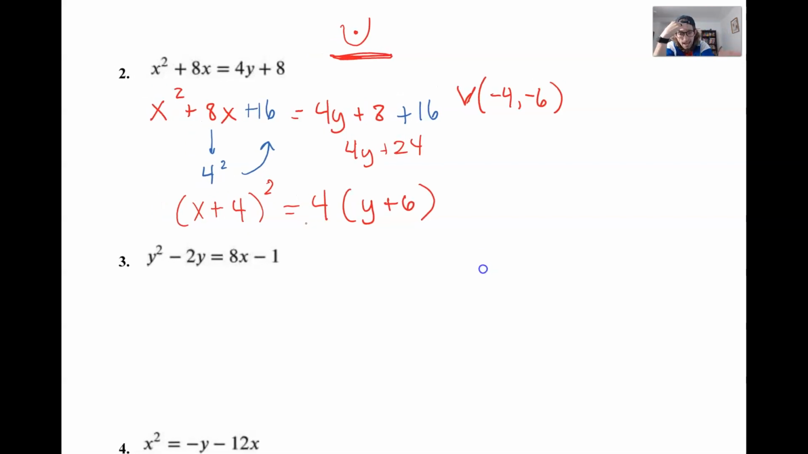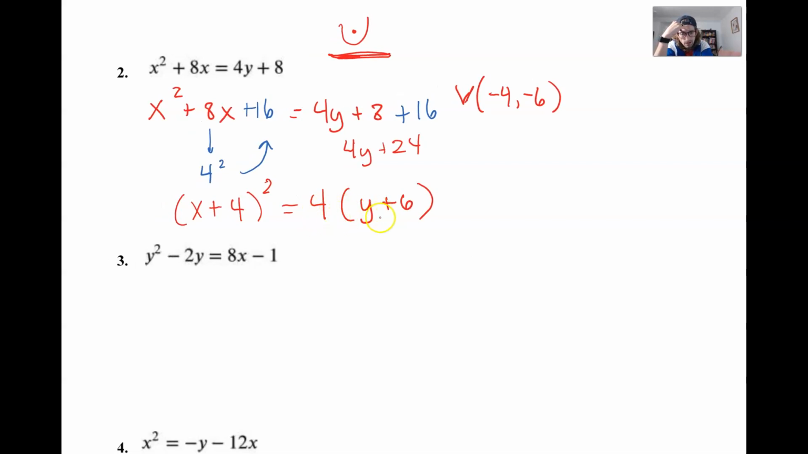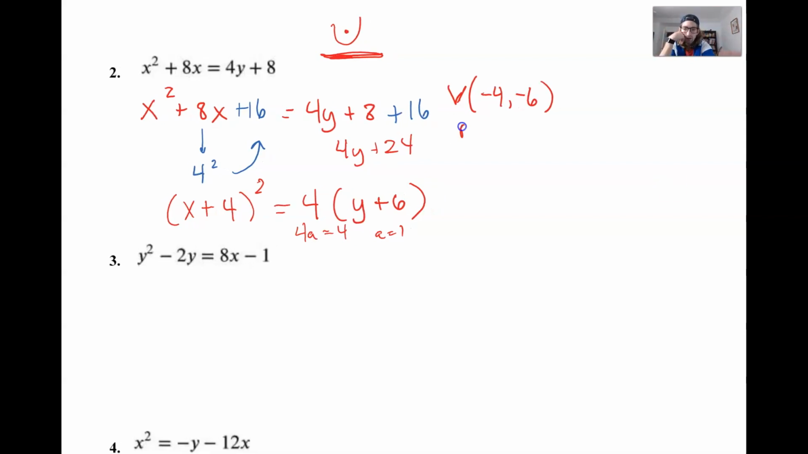And what is the a value? Well, in front of our y stuff would be 4a, so 4 times a has to equal 4, so a equals 1 in this case. So from our vertex, we're going to go up 1. The y coordinate gets 1 bigger, so our focus is at -4, -5. And our directrix, horizontal line, which means y equals, and it's 1 because a is 1 beneath the vertex, so the y coordinate goes from -6 to -7.